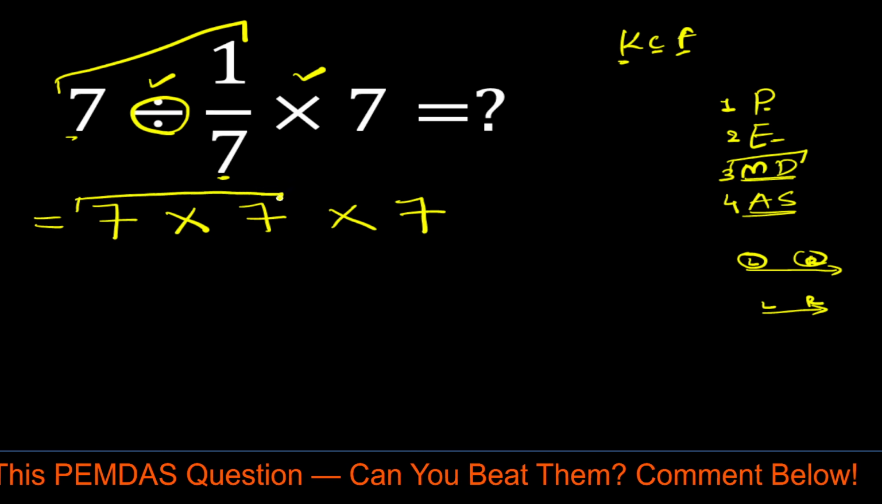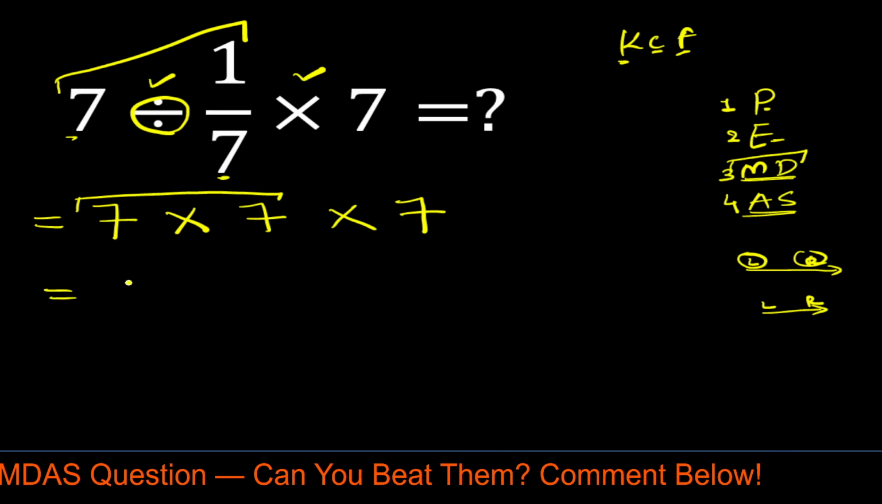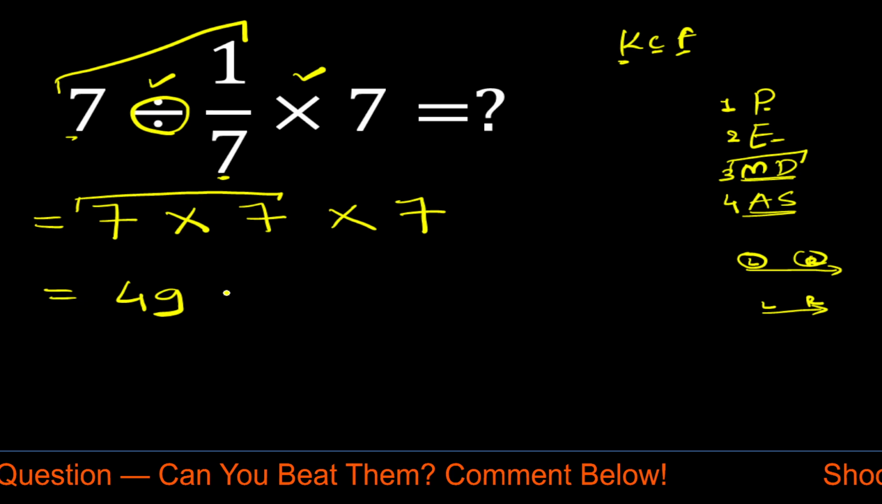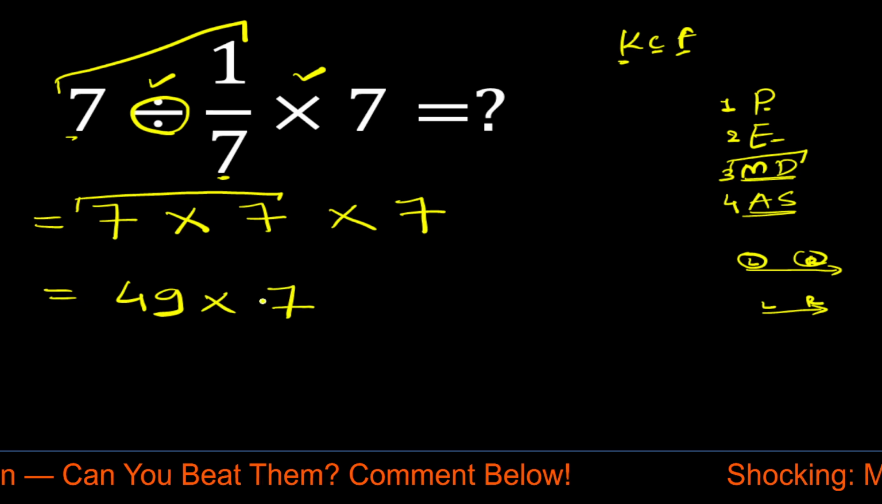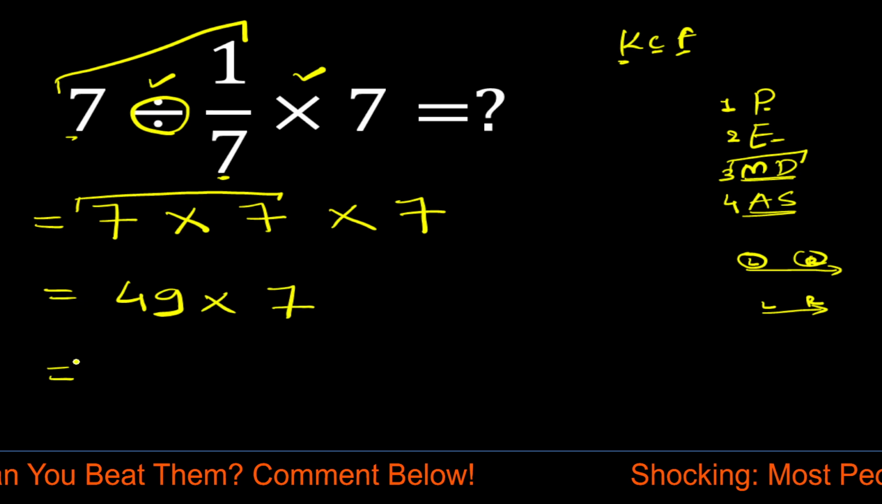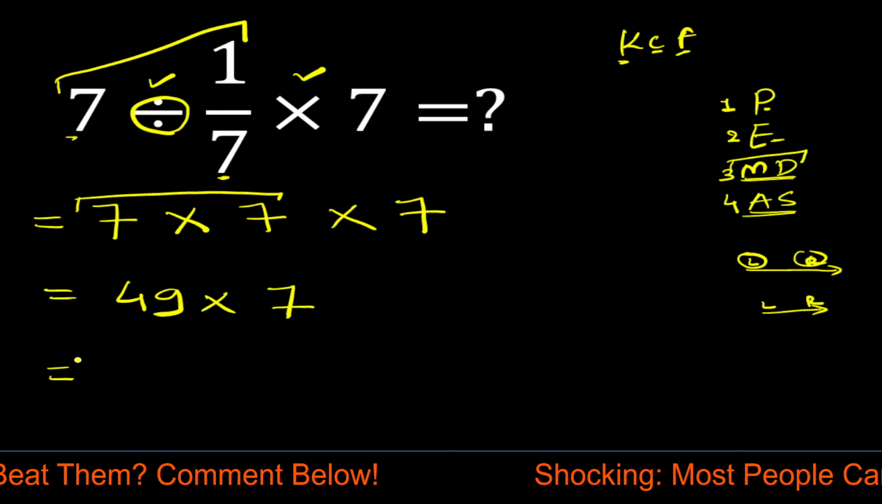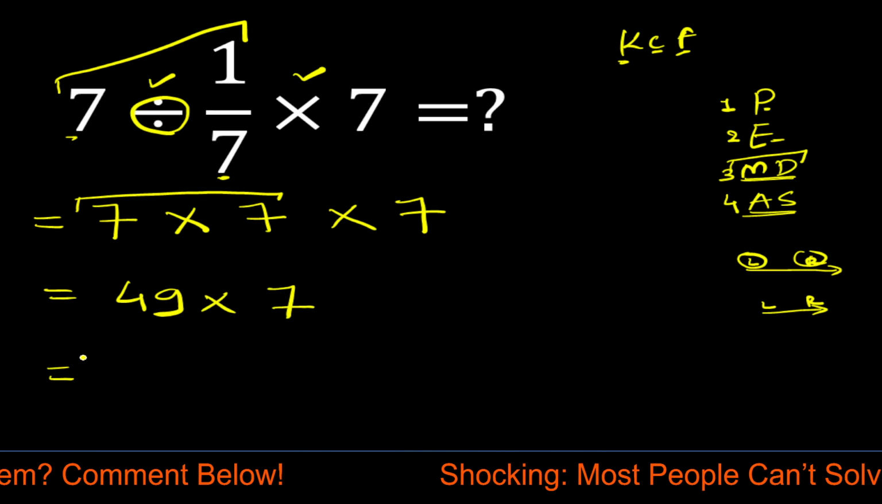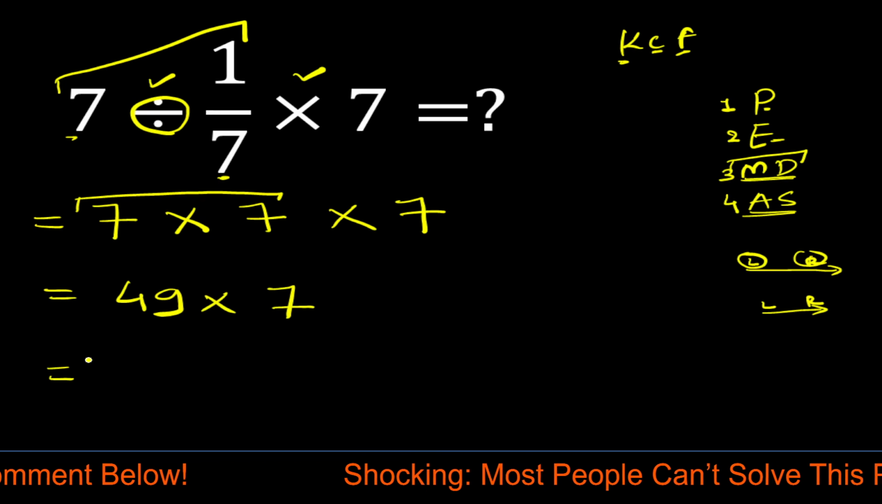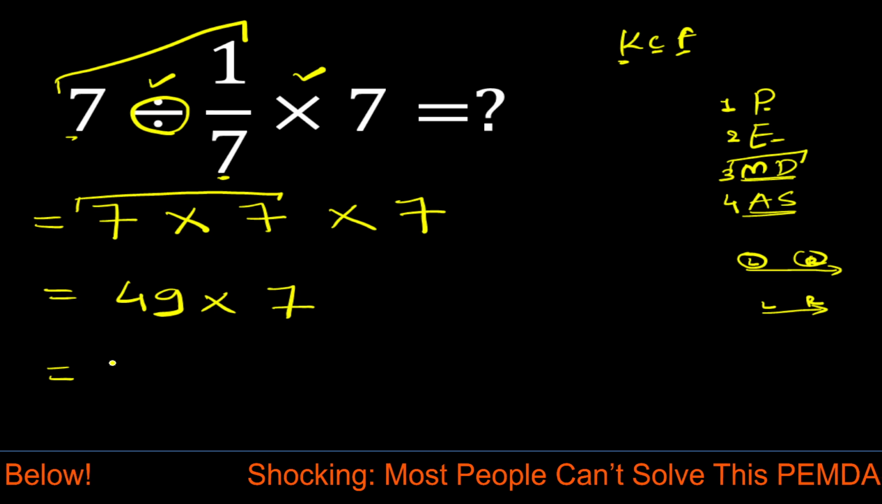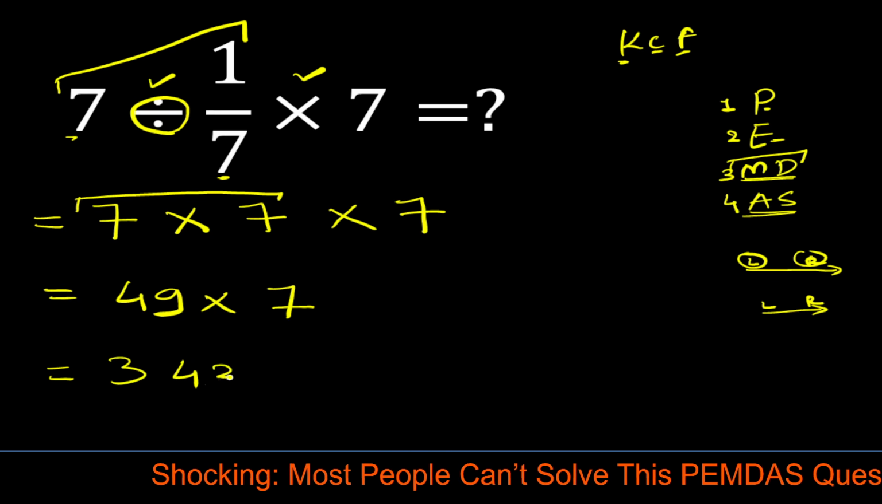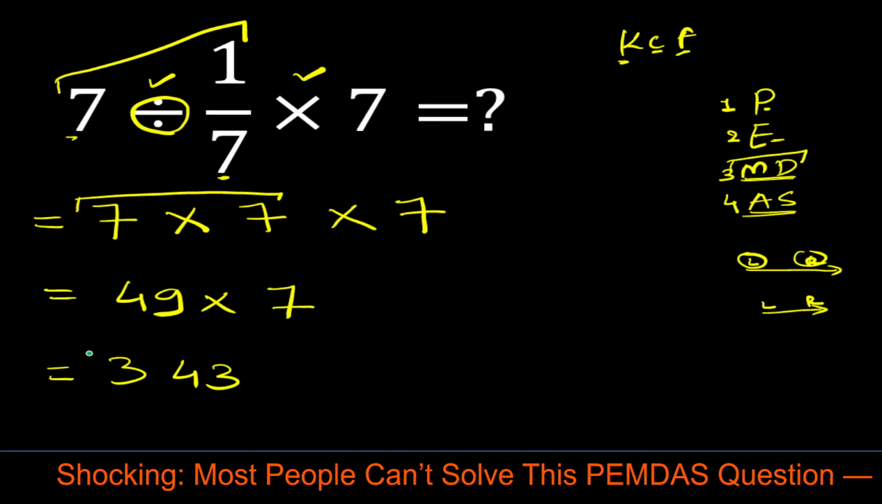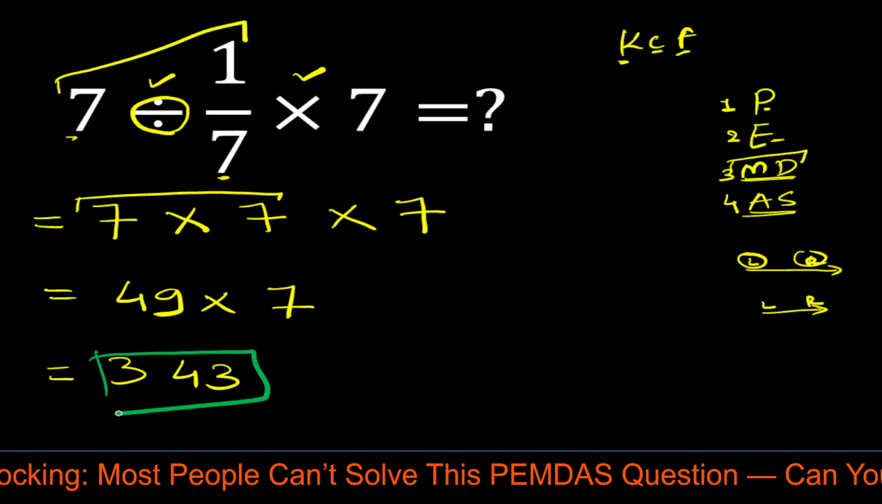Now 7 times 7 is equal to 49, times 7, right? So now 49 times 7. So 49 times 7 is equal to 343, right? So the correct answer is 343.